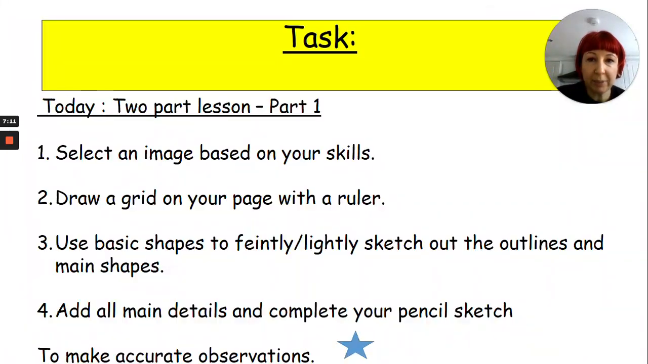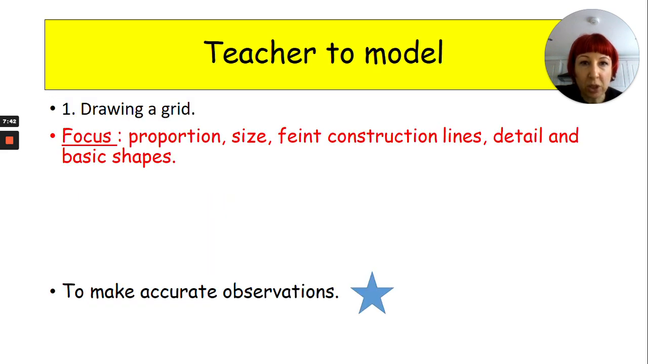So for purposes of explaining this to you, I'm going to use picture number 1. So I've selected an image based on my skills. I'm going to draw a grid. I'm going to use a 6-part grid today. And then I'm going to go on to using basic shapes to faintly, lightly sketch out the outlines. And I'm going to add all my main details. I'm going to do all my pencil work today. I'm not going to add any colour today. Stop there. I'm just going to add all my pencil detail. And my main star challenge for you today is to make accurate observations.